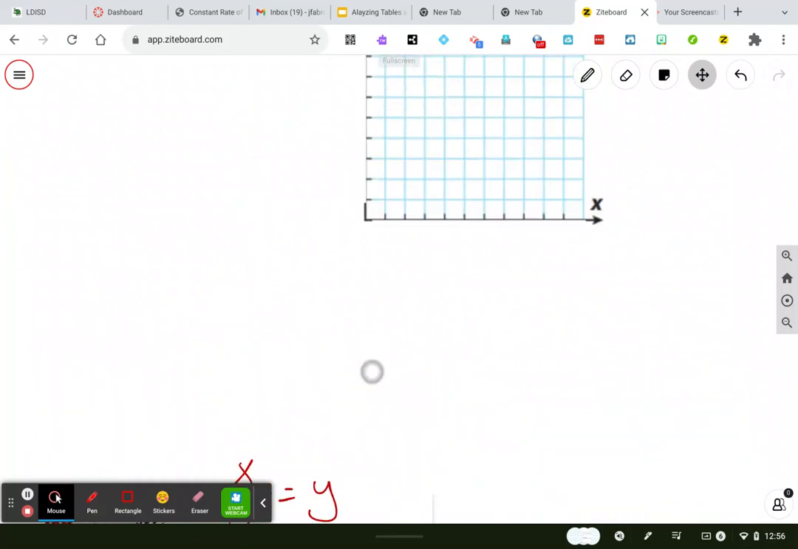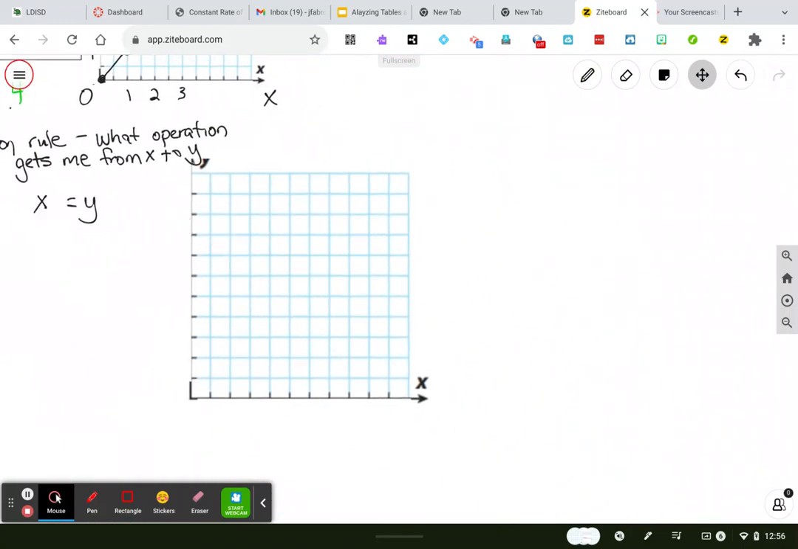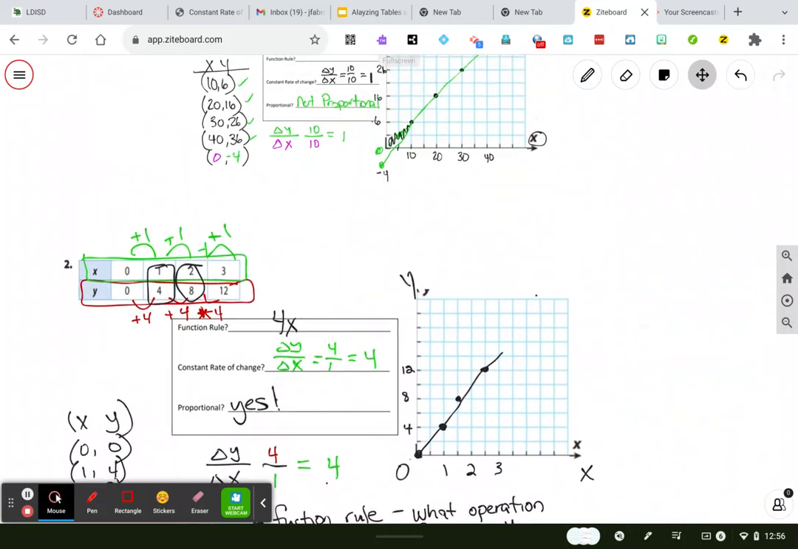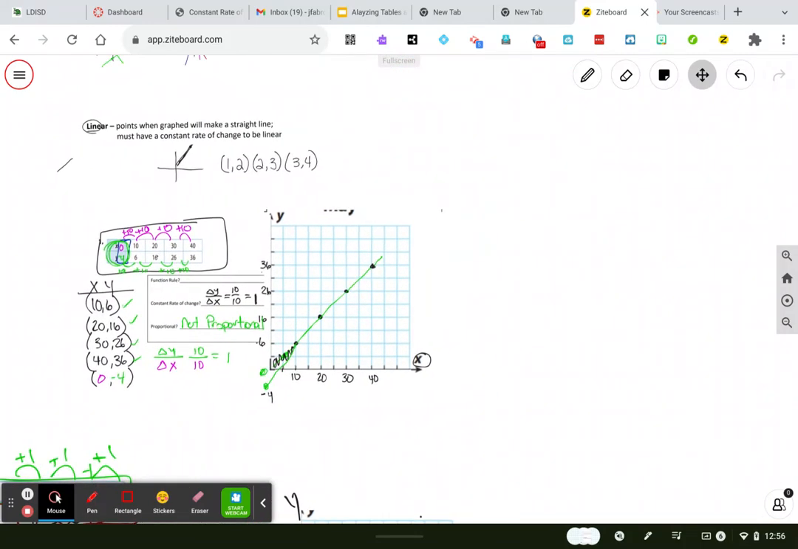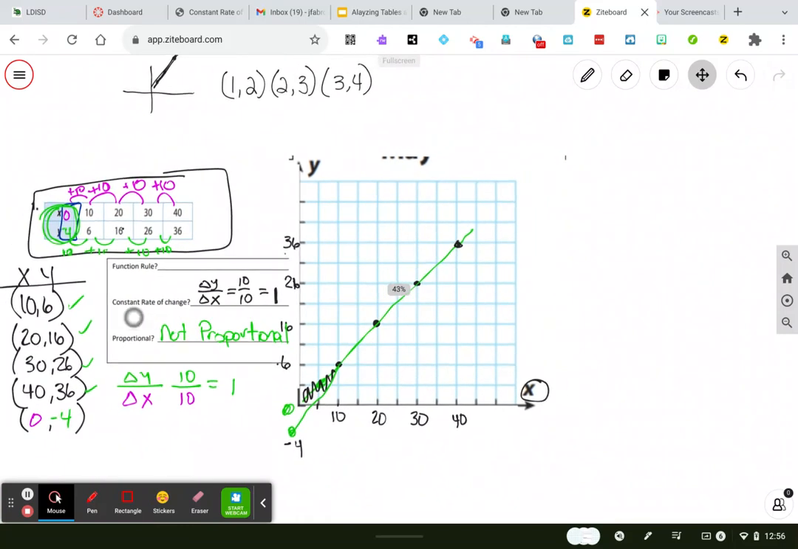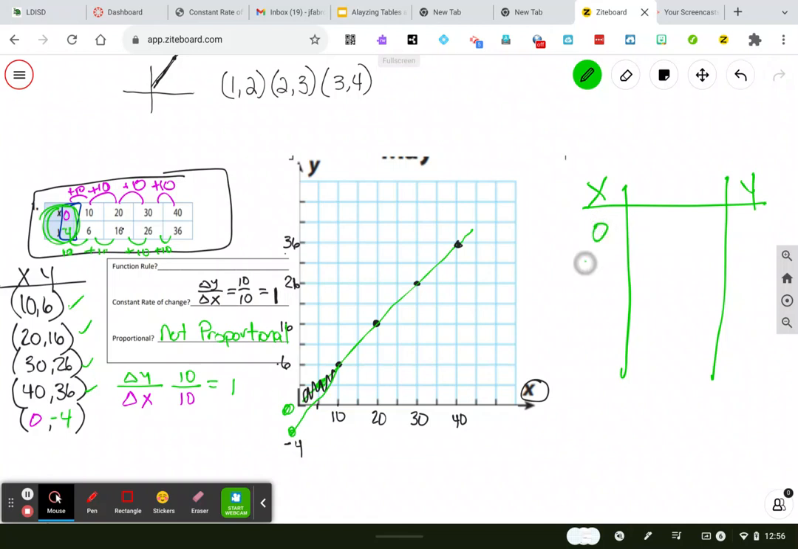Okay, let's go back to that first one, that function rule. That function rule on the very first one, and maybe this will help you understand what it looks like. To find your function rule, make a table, put your x's: 0, 10, 20, 30, and 40. And my y is negative 4, 6, 16, 26, and 36.